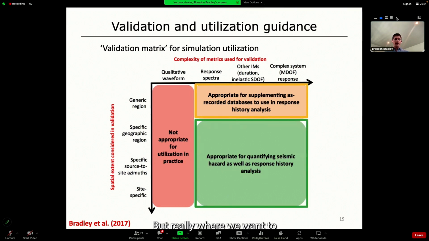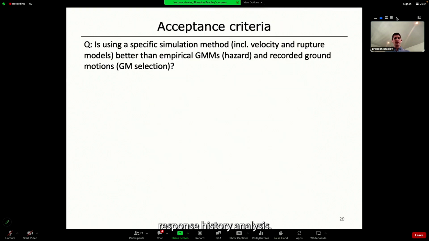But really where we want to move towards is having simulated ground motions that are useful for seismic hazard analysis, as well as that easier application of response history analysis.